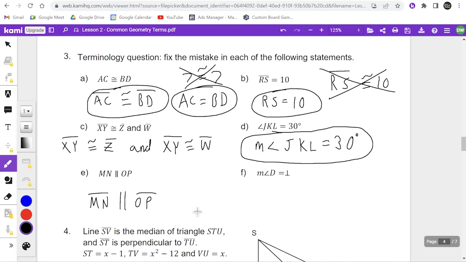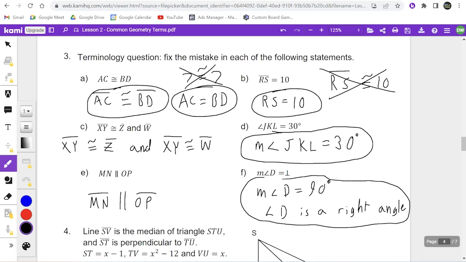The correct answer is, there's two correct answers. The first thing you can write is measure of angle D is 90 degrees, because that's what perpendicular means, 90 degrees. Or you can say angle D without the measure. You can say angle D is a right angle. These are the two correct answers.